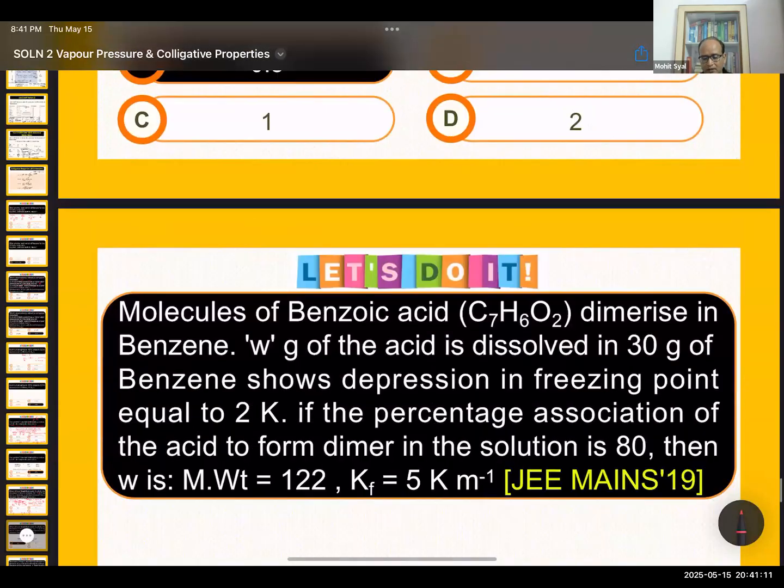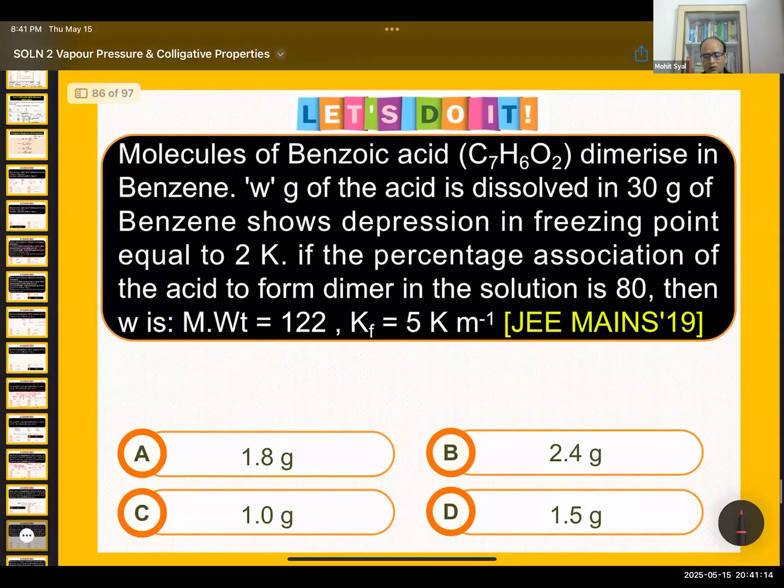Okay, so let's do this problem. This is also the same kind of problem which is there in NCERT, and this can be given in subjective questions. A 3-mark question you can expect on this. So it is a simple question. I have given you the option, the same way we are going to do it. This is also dimerized. Benzoic acid, what is the formula for benzoic acid?